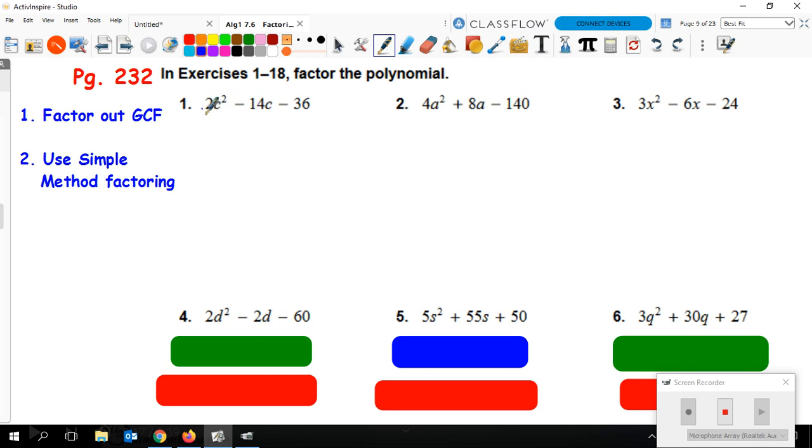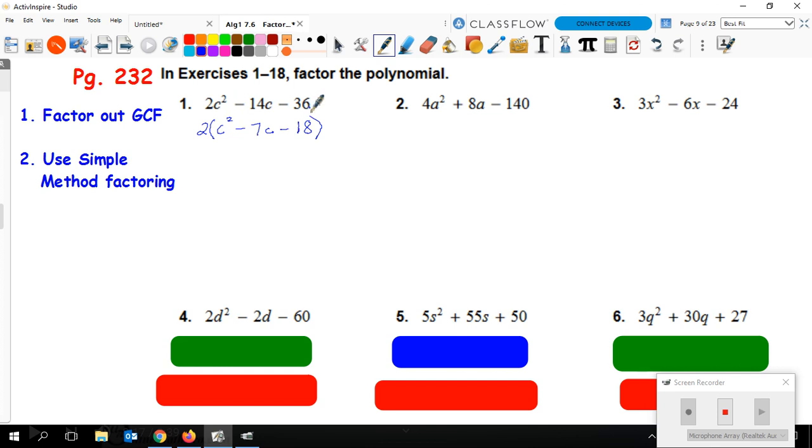It can only be 2 or smaller, and so 2 can come out of all of this. And so then we're going to see what's left. From the first term, it's just a c squared left. And then we put the minus sign. 14 divided by 2 would be 7, so 7c in the next one. And then 36 divided by 2, that's going to be 18, so 18 there at the end. And if you multiply back in, we would just get back to our original.